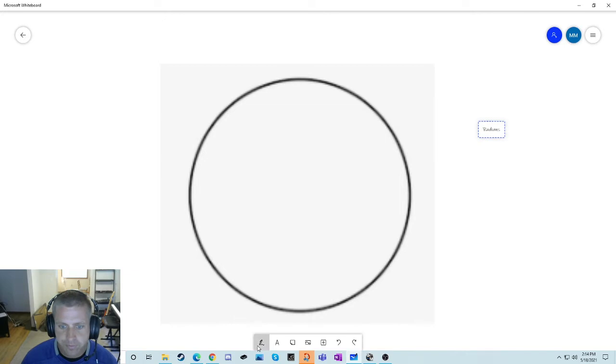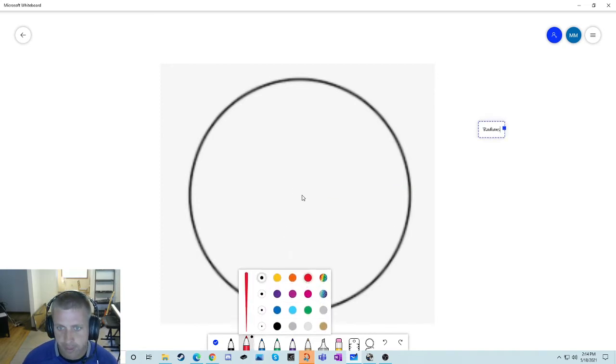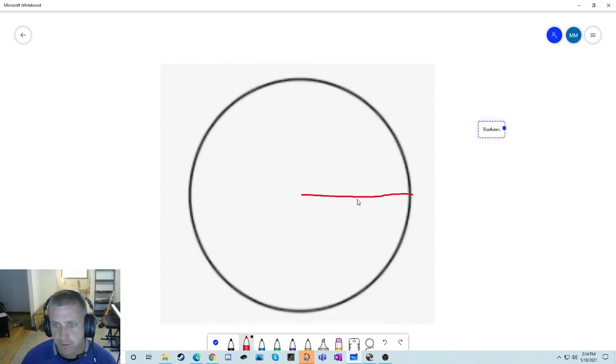What we're going to do, we're going to make a radius of the circle. We're going to draw it. It's a beautiful radius. How about we try again? There we go. Call it R.